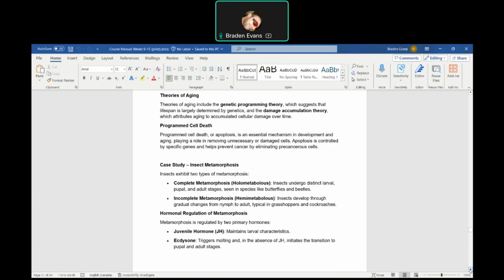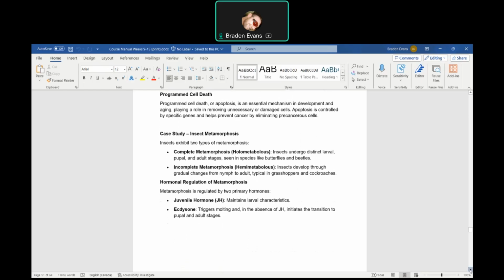That's like environmental accumulation of damage over time as well. Okay, so I think most of the scientific community would agree that this is something where both of these theories play a role as we age as organisms.